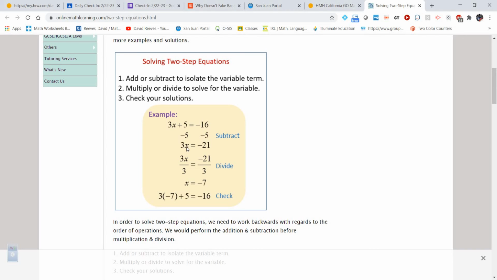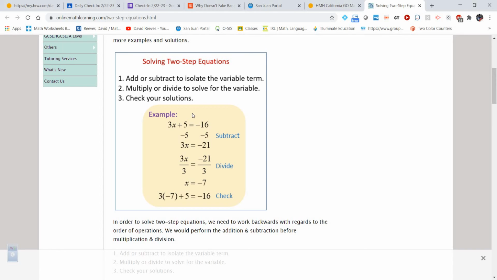In this case we had 3 times x is negative 21, so we would divide by 3. If instead this had been x divided by 3, we would have multiplied. Remember, when you're solving an equation, you are using inverse operations, or the opposite operations, and you're working in the opposite order of operations. If I were to give you this expression 3x plus 5 and ask you to use order of operations, first you would multiply 3 by x and then you would add 5.